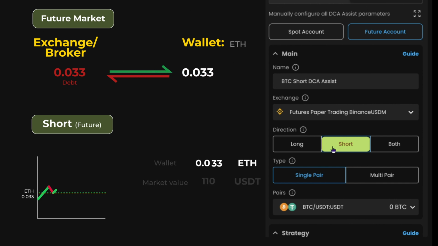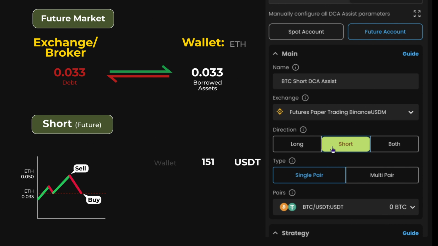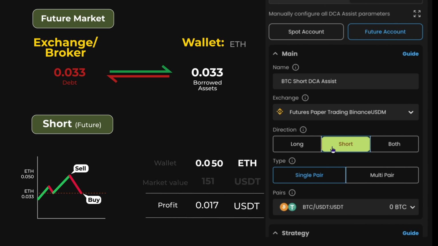Short. Your assist opens a short position expecting the price to drop. If the market moves down, it closes the position lower, and you profit from the price decline.